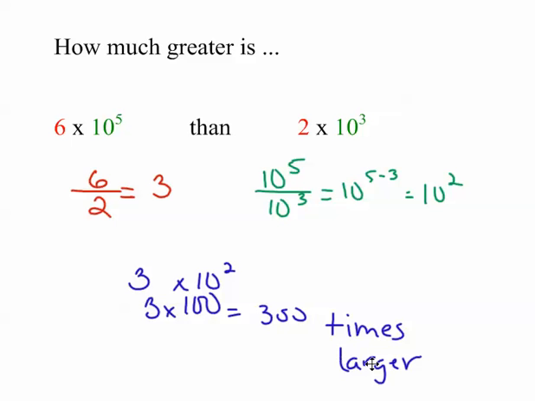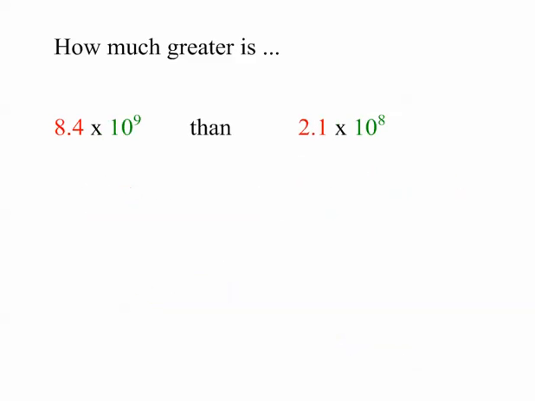Okay, so let's do that one more time. What if we have 8 4/10 times 10 to the 9th, and we want to compare that to 2 1/10 times 10 to the 8th? Okay, again, start with the coefficients. Let's compare 8 4/10 to 2 1/10. And when we do that division, we know that 8.4 is 4 times bigger than 2.1. And then we'll compare 10 to the 9th to 10 to the 8th.